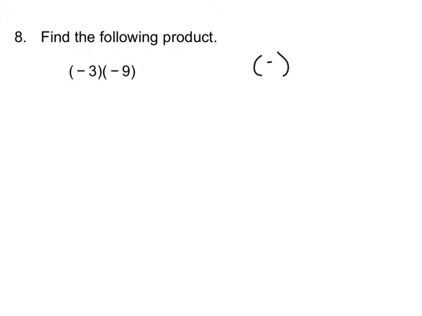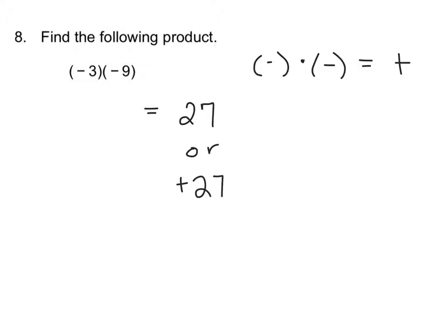A negative times a negative equals a positive. So we'll multiply 3 times 9 together, which is 27. And a negative times a negative is a positive, so my answer is a positive 27. And again, we can write this as 27 or +27, using the plus sign as a positive sign. Both of these solutions are correct and will work when you enter them into MyMathLab.